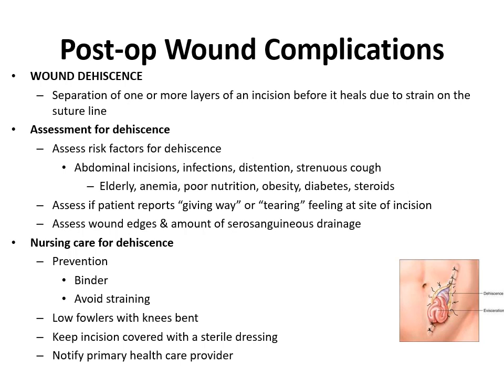So abdominal incisions, especially if there's infection, any kind of distension, and strenuous cough are going to be at the largest risk. Elderly patients, those with anemia, poor nutrition, especially obese patients, those with diabetes, or those on steroids are going to be at higher risk as well. So you want to assess those risk factors.